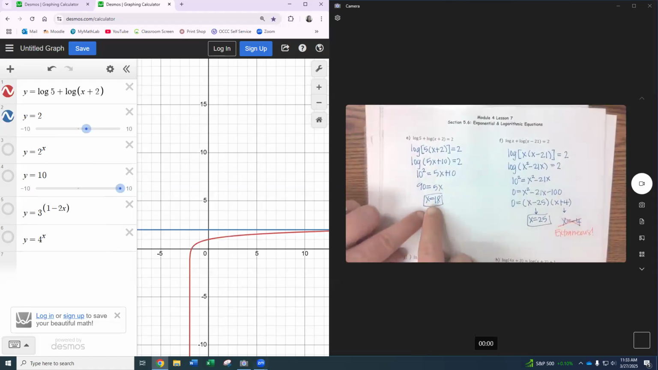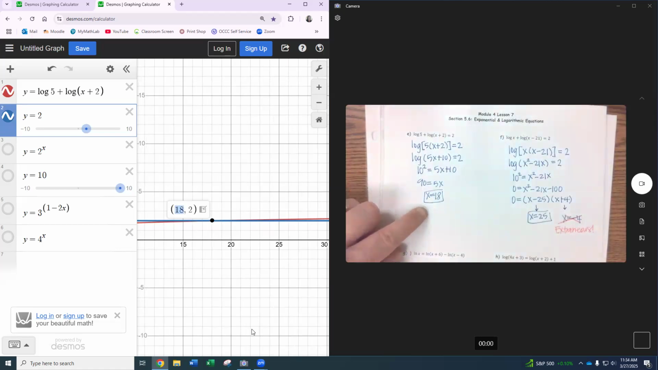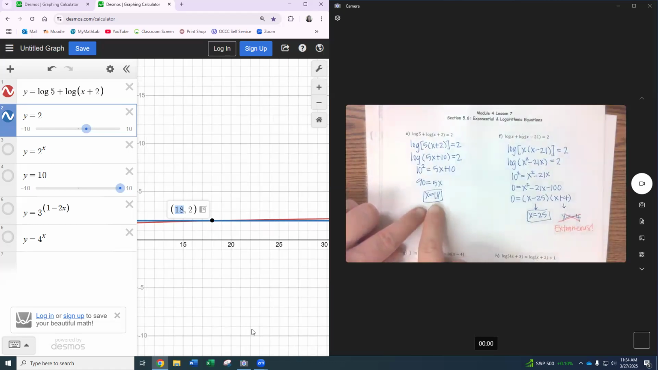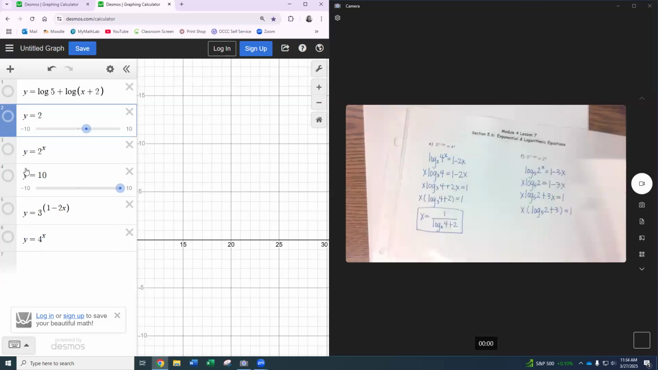Now this one we already solved. So we know it goes to 18, which goes past here. So if I go, you can see right here, we get that solution of x equals 18. So this one, we can kind of shorthand. I need to know how to do it by hand, specifically on the test. But you can get to that answer by graphing these.